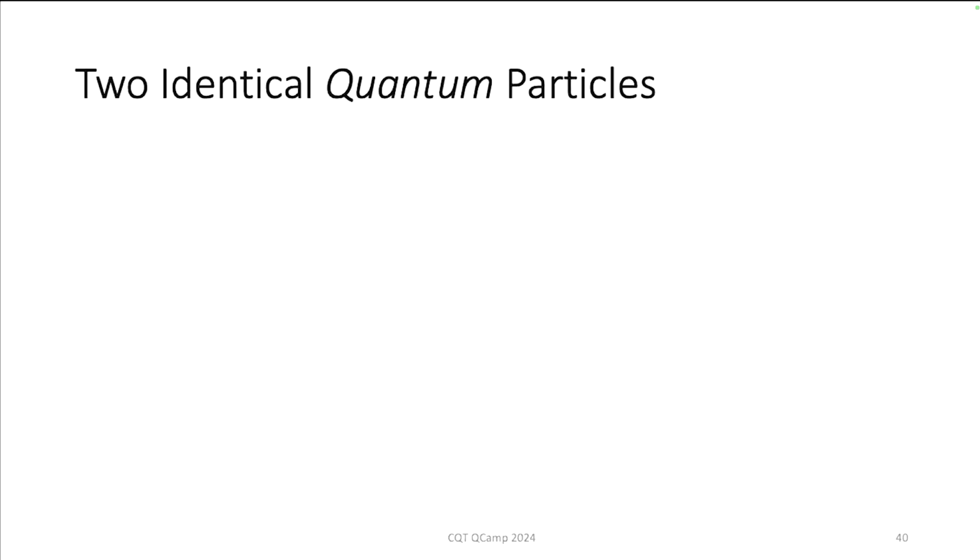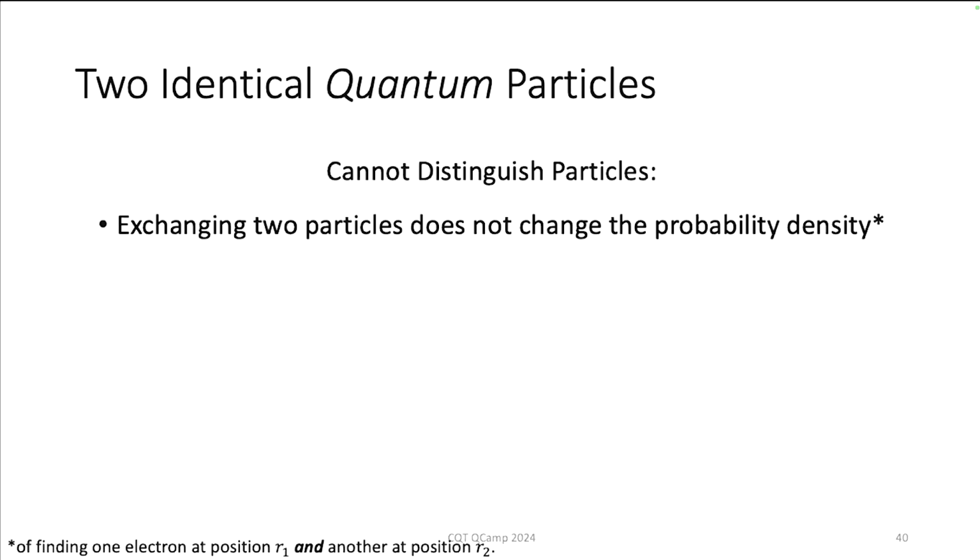What we mean by indistinguishable particles is that when we cannot distinguish particles, exchanging two particles doesn't change the probability density. This means that if we have a probability density denoted by r1 and r2, and we swap them, it remains unchanged. Makes sense, right? When we swap these two particles, it does not change anything because they're both identical, indistinguishable.